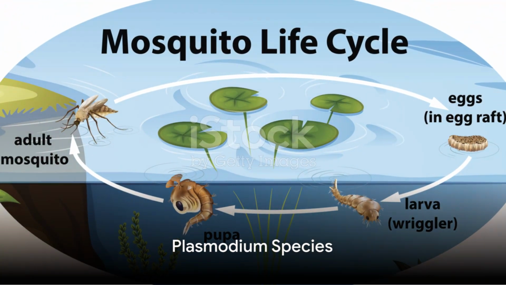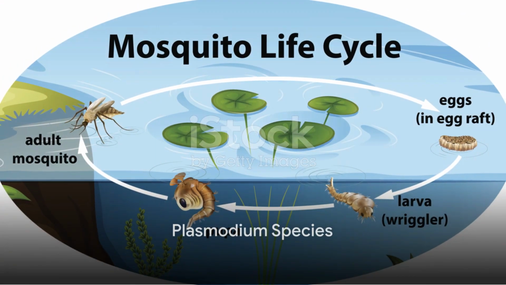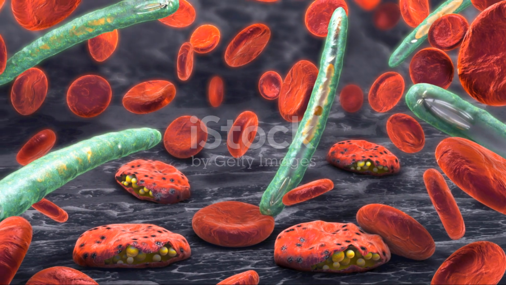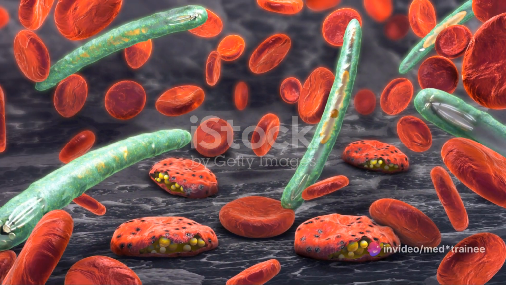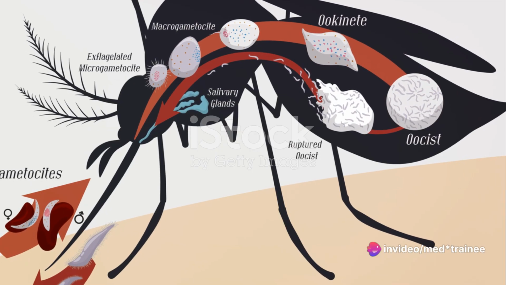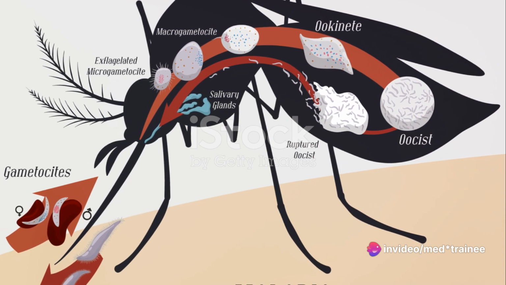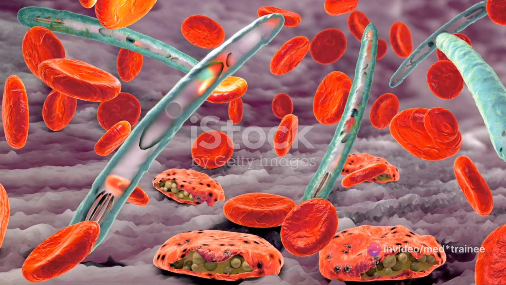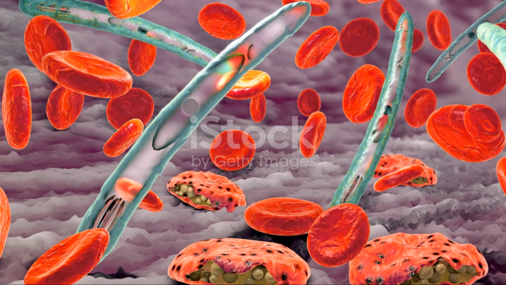There are five species of Plasmodium that can infect humans: Plasmodium falciparum, Plasmodium vivax, Plasmodium ovale, Plasmodium malariae, and Plasmodium knowlesi. Each has a unique life cycle and presents its own set of challenges.